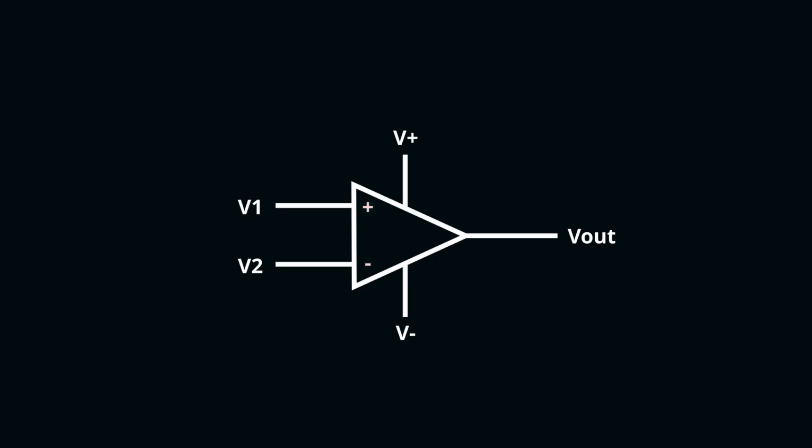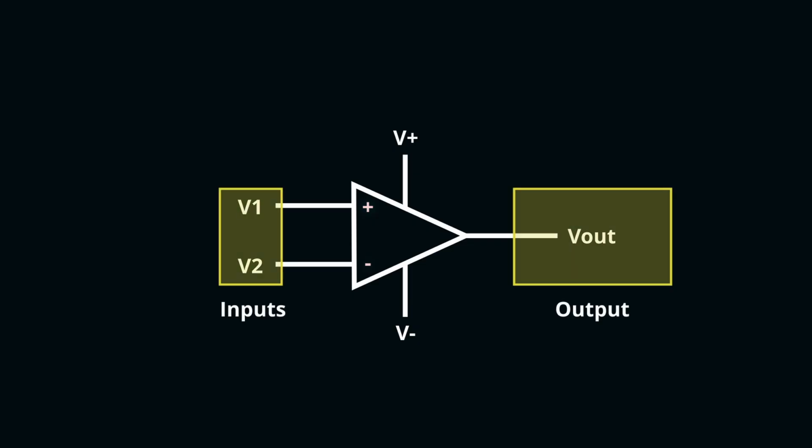This is the circuit symbol of the operational amplifier or op-amp. There are two signal inputs and one output. Most op-amps also have two power supplies, the positive and the negative. However, there are some op-amps that have only one power supply.